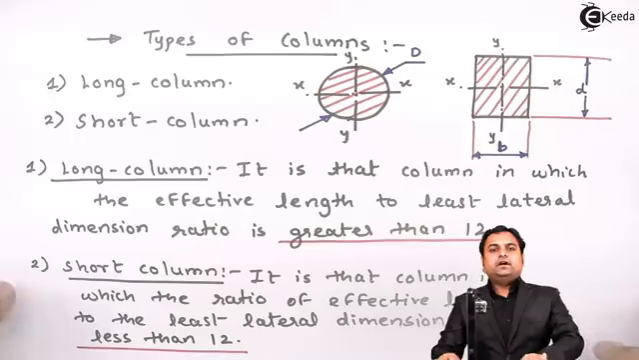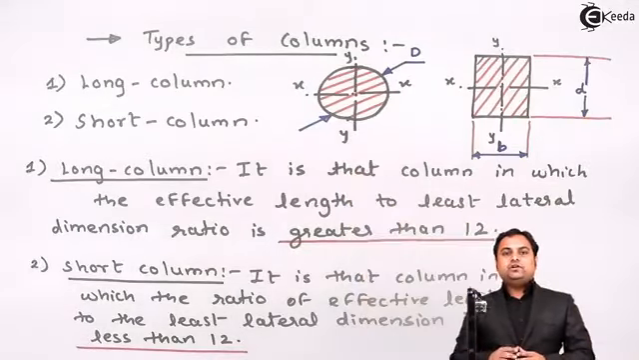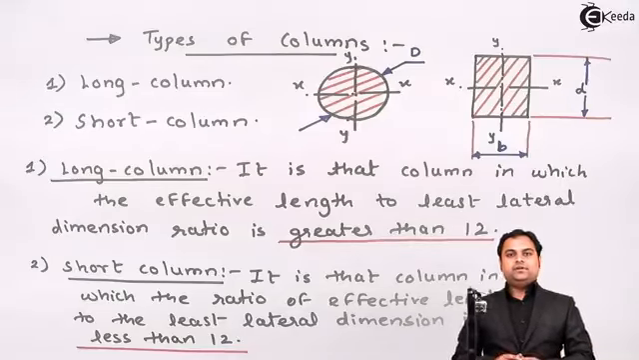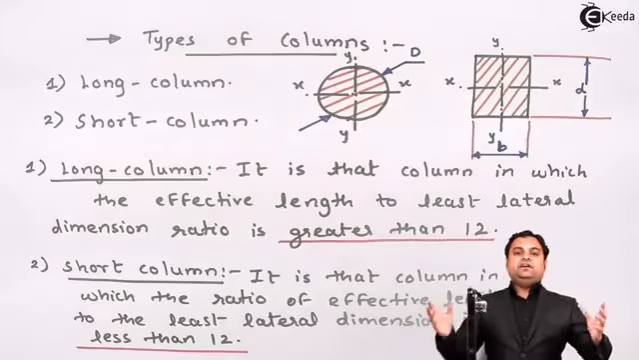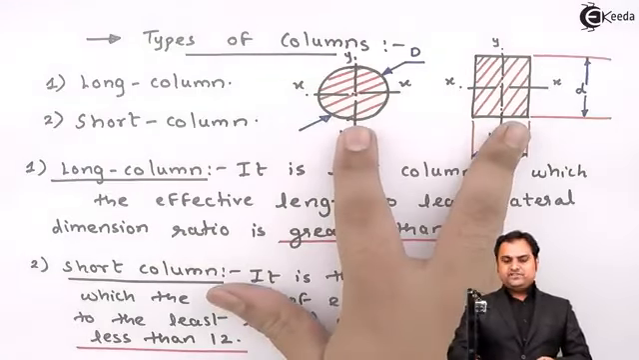Now, here I have assumed two cross sections for the column. One is the circular section, the other is the rectangular section. Columns may have any kind of section. It can be hollow circular, hollow rectangle, I section, T section, any section. Here I am assuming two sections.